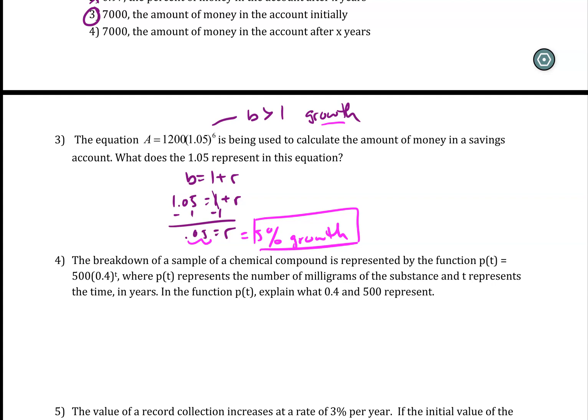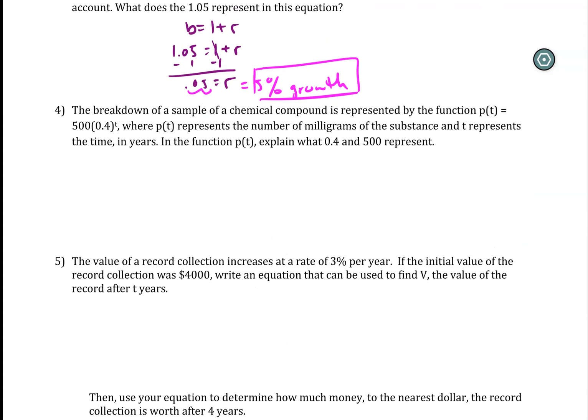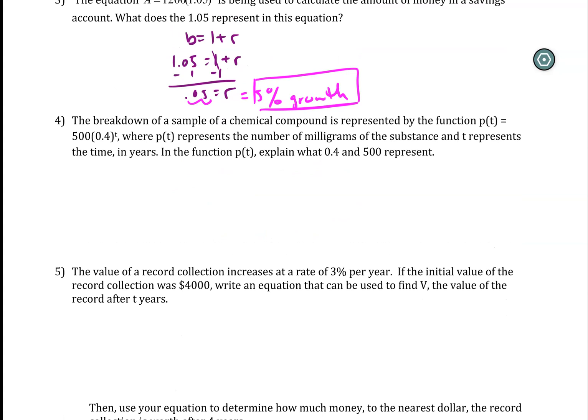All right, next one. Here they have a sample of a chemical compound, which is given in the function P of t is equal to 500 times 0.4 to the t, where P of t represents the number of milligrams of a substance and t represents the time in years. So in the function P of t, explain what 0.4 and 500 represent.